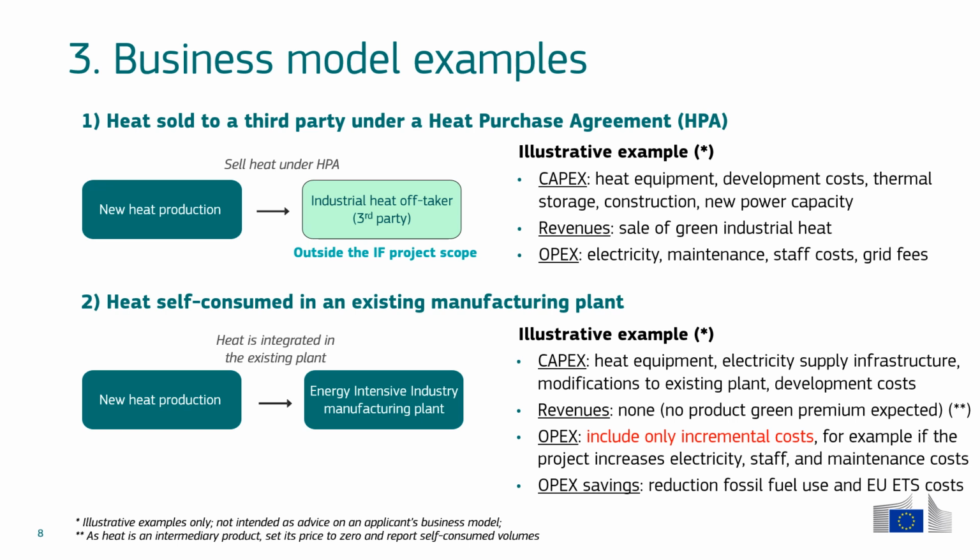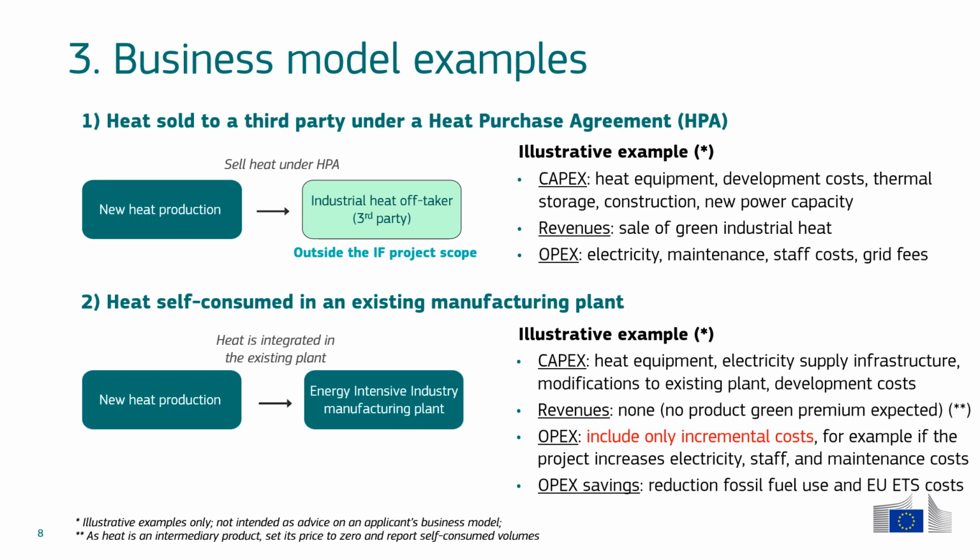First example, heat sold to an external off-taker. In this setup, the applicant introduces a new heat production system and sells heat to an external off-taker, who integrates it into their industrial process. Typically, the off-taker is on the same site, nearby, or connected via pipeline to a surrounding location.